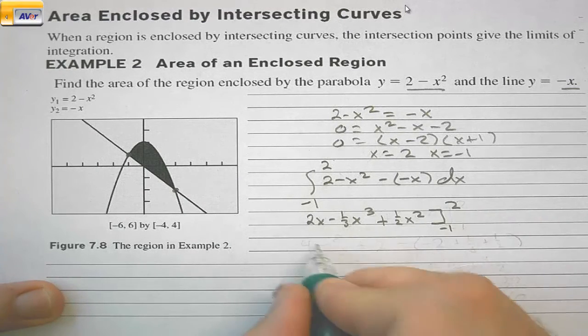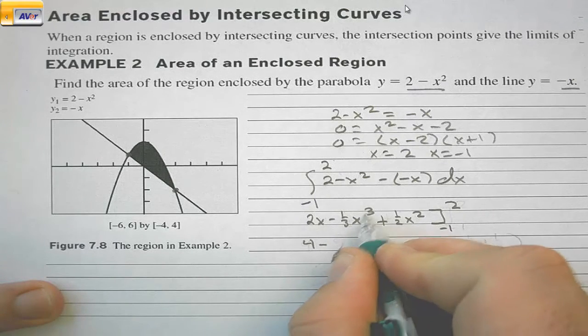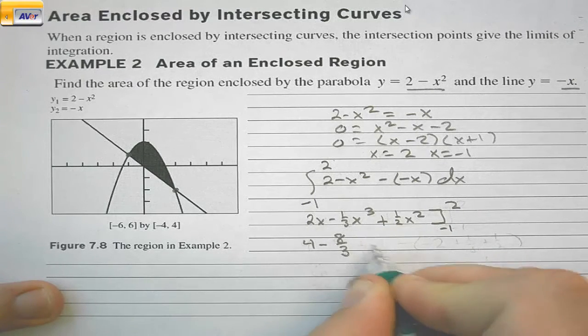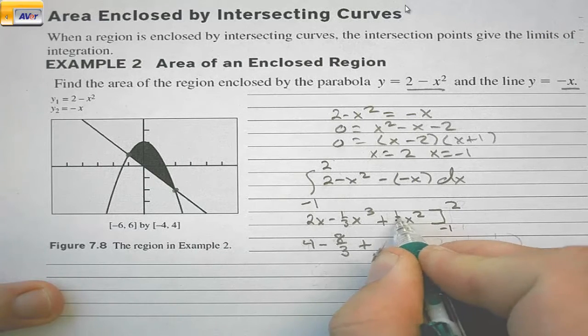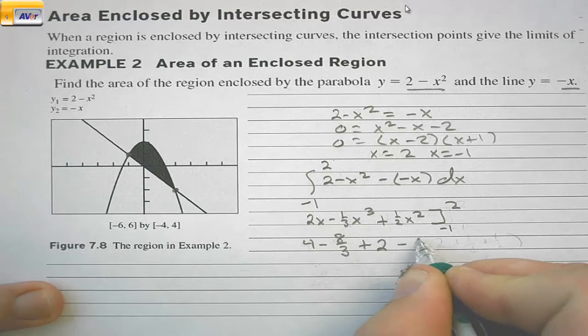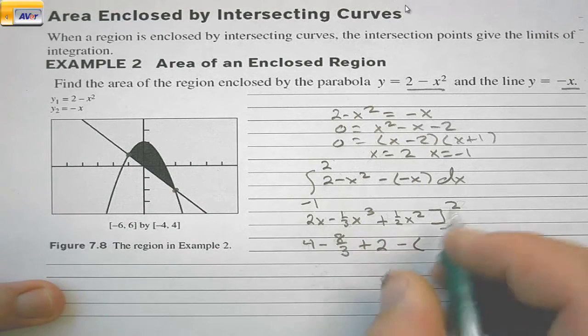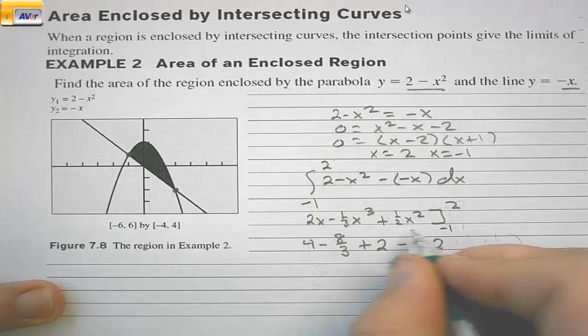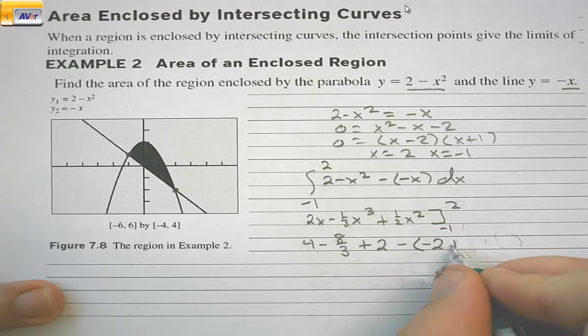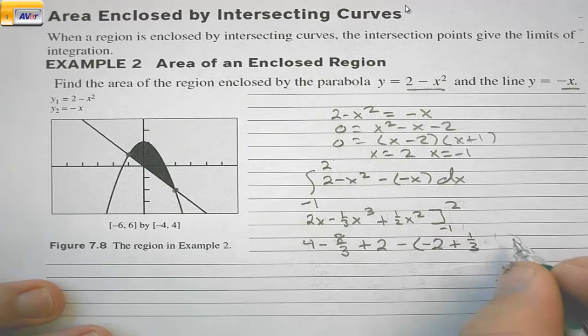So when we plug 2 in, we get 4. Minus 2 to the third is 8, we have 8/3. And then plus 4 over 2, which is 2. And then we subtract, and then we plug negative 1 in. That's going to be negative 2. And then we have a plus 1/3. And then we have plus 1/2.